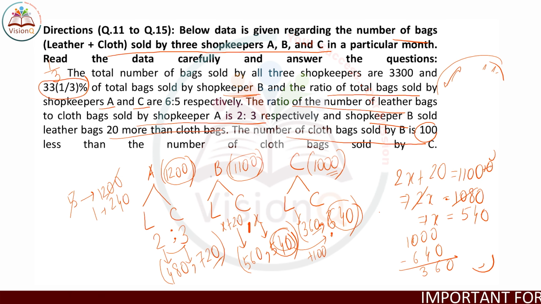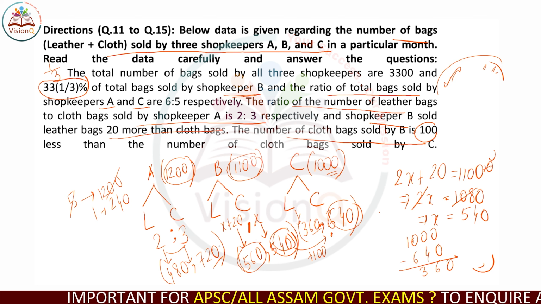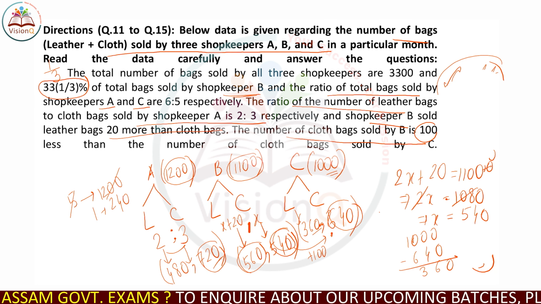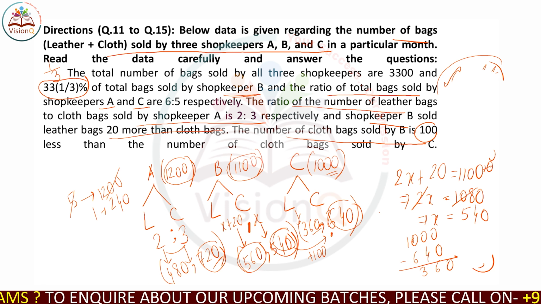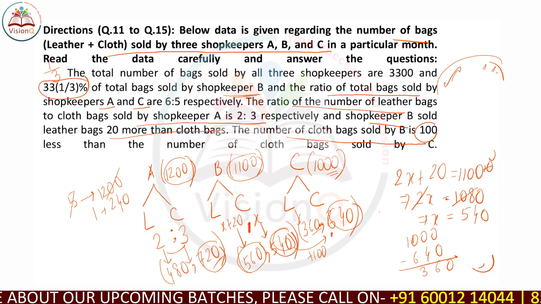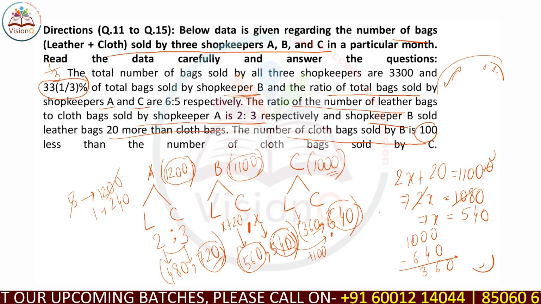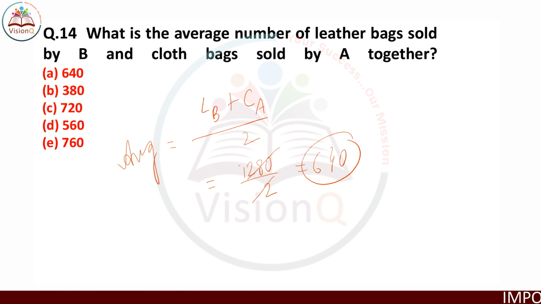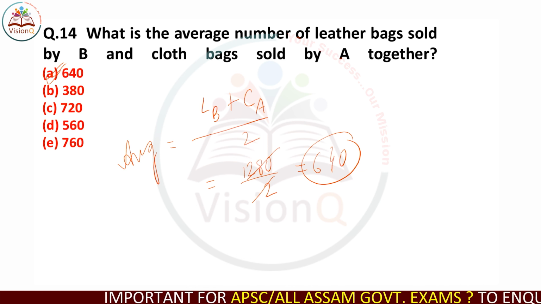Leather bags sold by B is 560, plus cloth bags sold by A is 720. So 560 plus 720 will be how much? 1280. So 1280 divided by 2. So I'll get the answer, 640. Option number A.